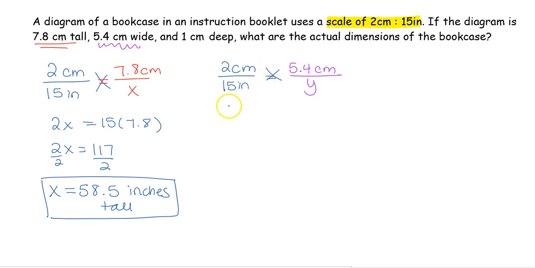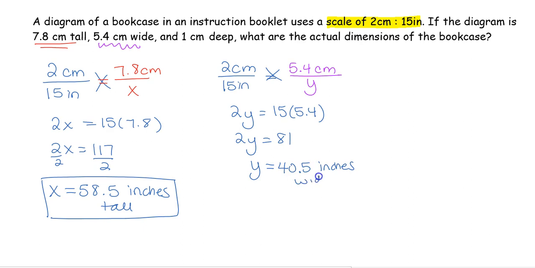Just like before, we're going to cross multiply. So 2 times y is equal to 15 times 5.4. 15 times 5.4 is going to be 81. We divide by 2, and we get y is going to be 40.5 inches wide.